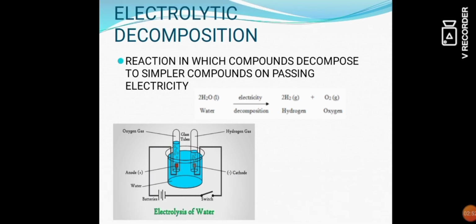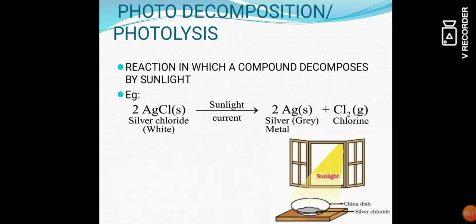You can see the equation also in this reaction. 2H2O, which gives, by electrolytic decomposition, that means the catalyst is electricity, 2H2 plus O2. Here water splits to form two products, that is H2 and O2. Both hydrogen and oxygen are gases. Next type of decomposition reaction is photodecomposition or photolysis or photolytic decomposition reaction. Here in this decomposition reaction, the reaction in which a compound decomposes by the help of sunlight is termed as photolysis or photodecomposition. We can explain this reaction with the help of an example.